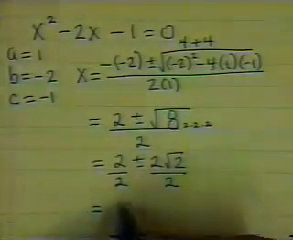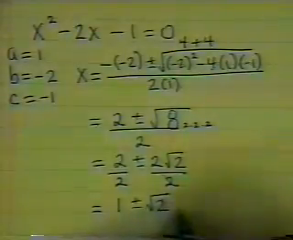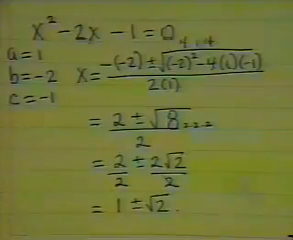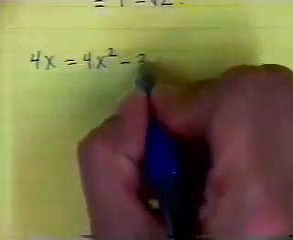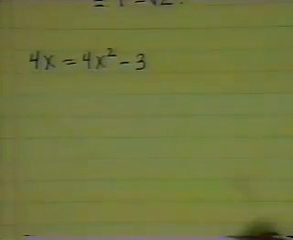It's a little easier. 2 over 2 becomes 1. And here the 2's cancel, leaving me the square root of 2. And so there is my answer. I have one final example I'd like to do with you in the quadratic formula. Now, this is the way it starts out. And of course, you're probably thinking to yourself, that's not in the right form.